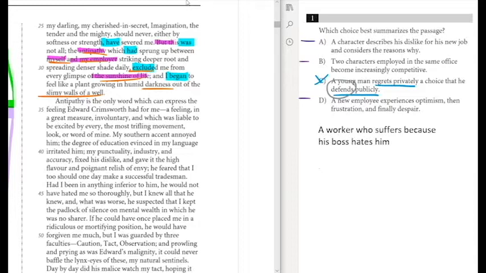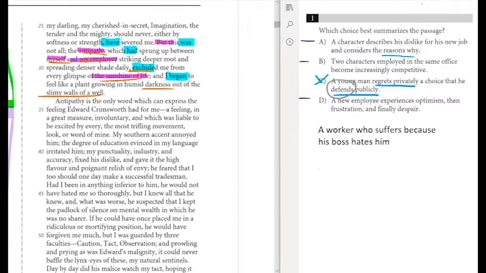So we've got the reflection in the beginning, the philosophical reflection, then the expressions of regret, and finally the specifics. The problem is that there was an antipathy between myself and my employer in line 29. So now let's start to differentiate between choices A, B, and D. A: a character describes his dislike for his new job and considers the reason why. Well, the reason why was the antipathy between himself and his employer, so I might leave that alone.